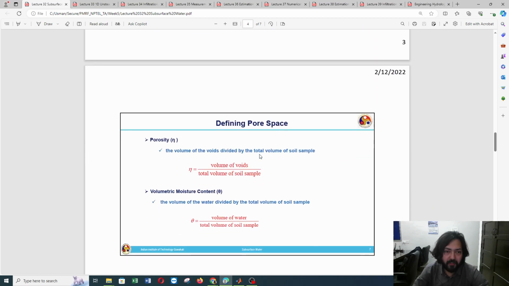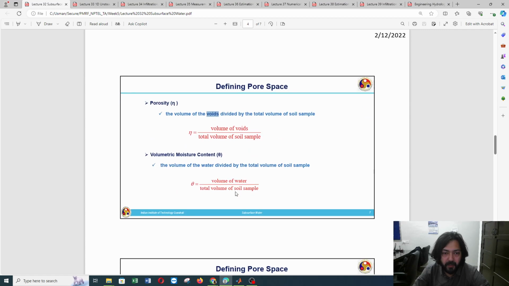Now there is an important definition to be discussed here, that is porosity. Porosity means what? Porosity will give you the total volume of void which is present in the soil sample. When we talk about void, it means air as well as water. So porosity gives the volume of air plus volume of water divided by total volume of soil sample. That definition is really important, because we are going to relate porosity and moisture content in the upcoming part.